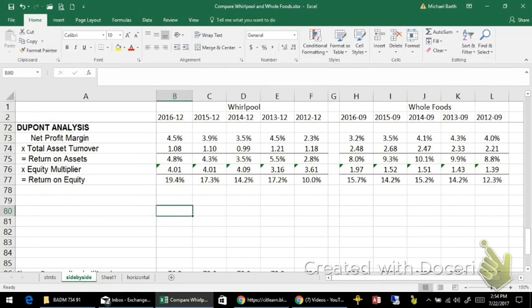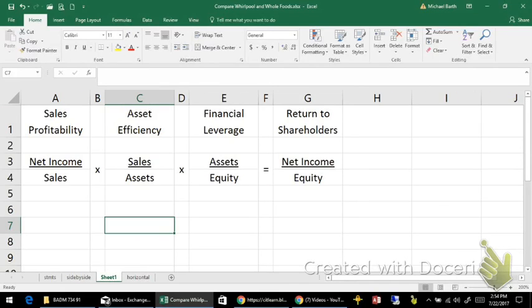Alright, in this video we're going to look at DuPont Analysis for Whirlpool and Whole Foods Markets. DuPont Analysis breaks down the return on equity into three component pieces. Those component pieces are sales profitability, how much you earn per dollar of sales, times asset efficiency, the efficiency at which you employ assets to generate those sales, and financial leverage, how much of the assets are funded using other people's money or liabilities.